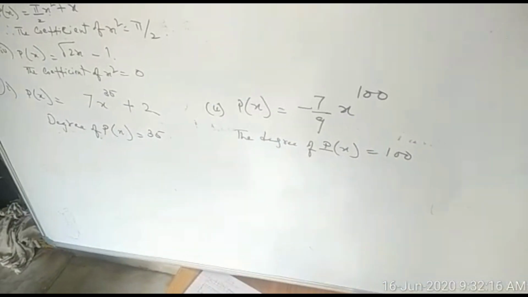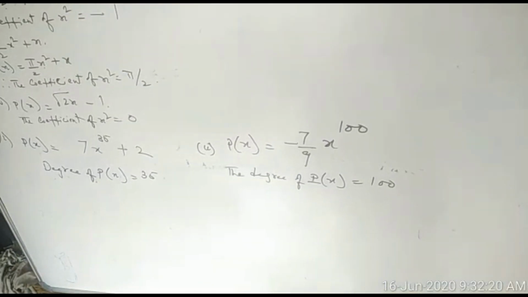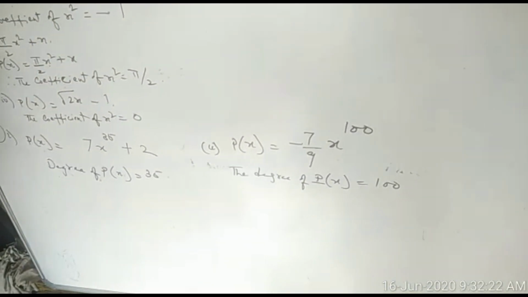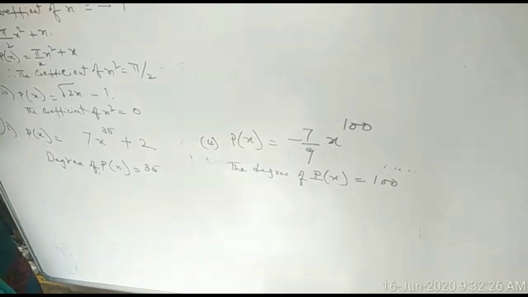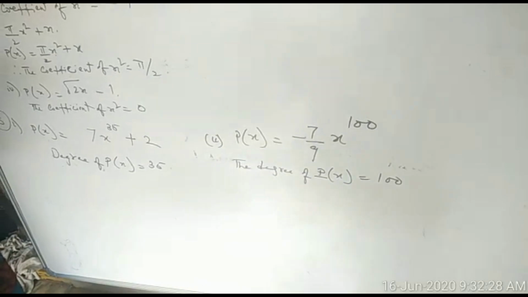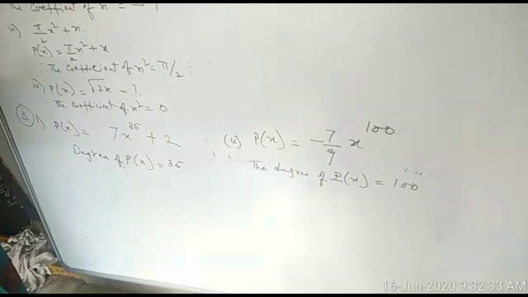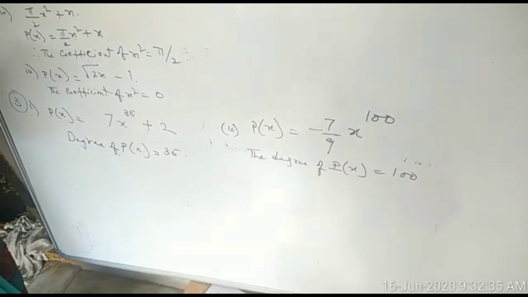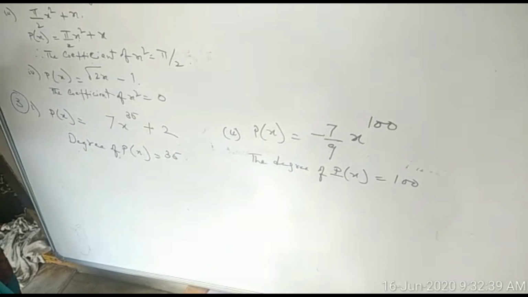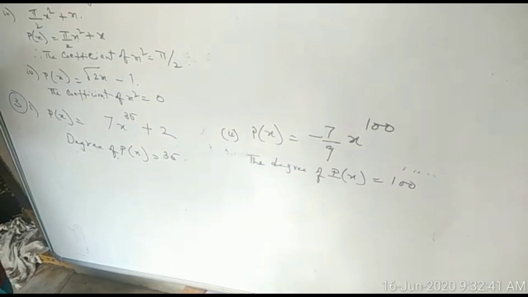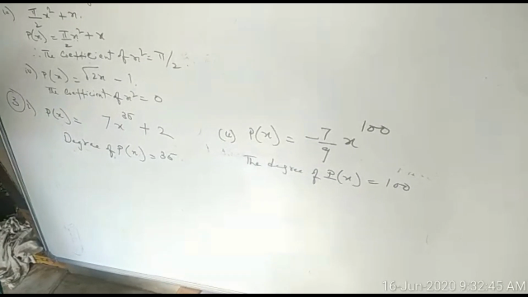Question number 4. Write the degree of each of the following polynomials. I think you know what the word degree means: taking the term with the highest power. Fourth one, first bit. It is a polynomial in x. And the highest power of x is what? 3. So the degree of P of x is equal to 3.